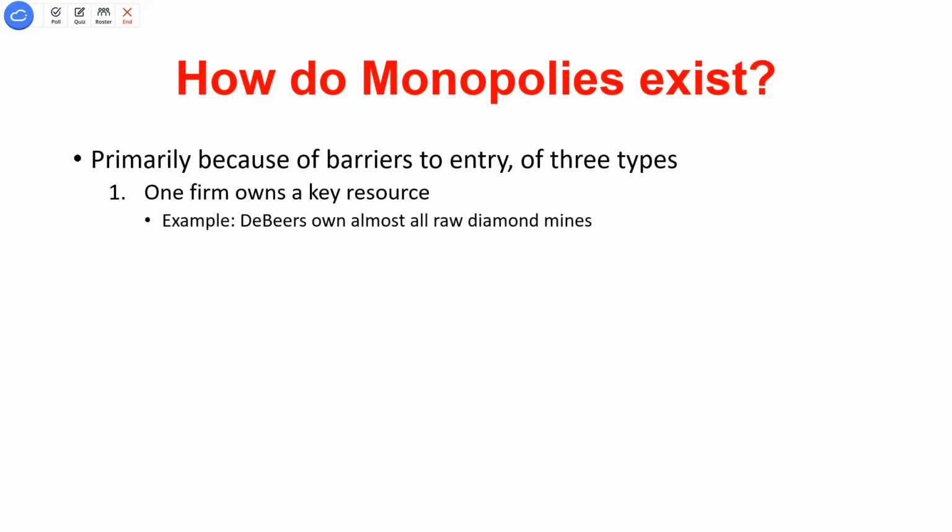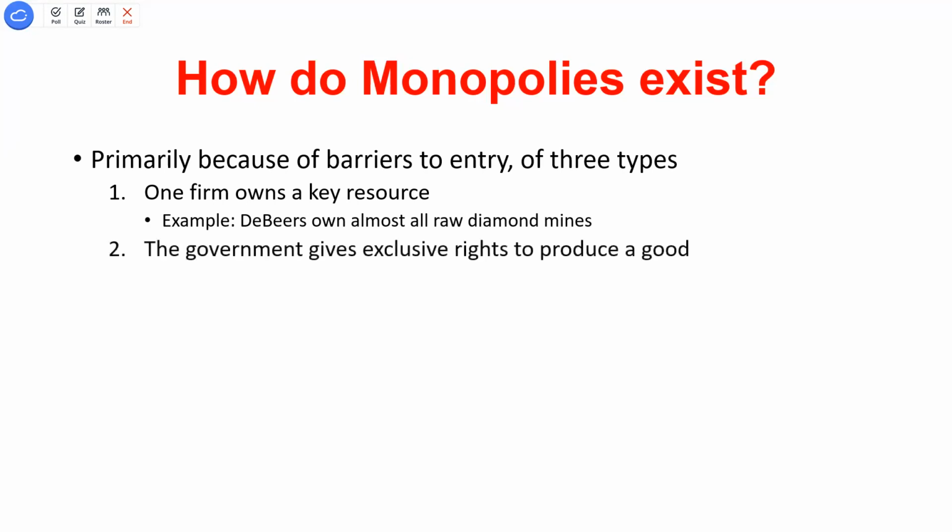De Beers is another really good example. They own almost all the raw diamond mines, so they essentially have a monopoly of the diamond mine. The other formula we have is usually the government gives exclusive rights.